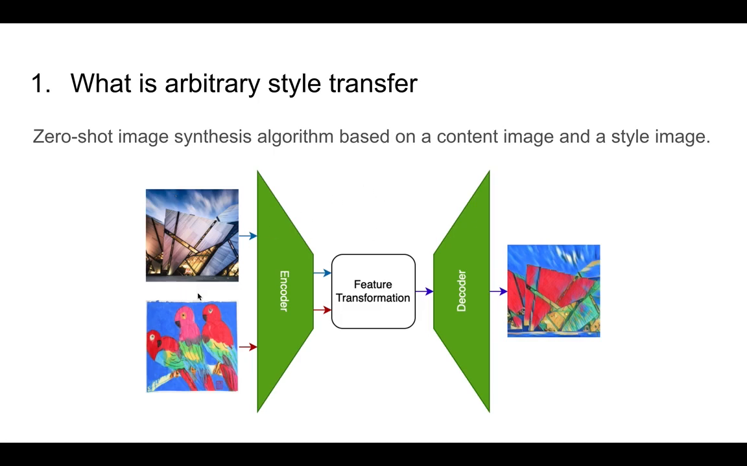The figure here demonstrates the whole process. The content image and the style image are encoded by an encoder to obtain the content and style features. The statistic information of the style feature is used to transform the content feature. The transformed feature is decoded by a decoder to obtain the final stylization result. So this figure is an abstraction of the arbitrary style transfer methods. They generally all follow this structure.